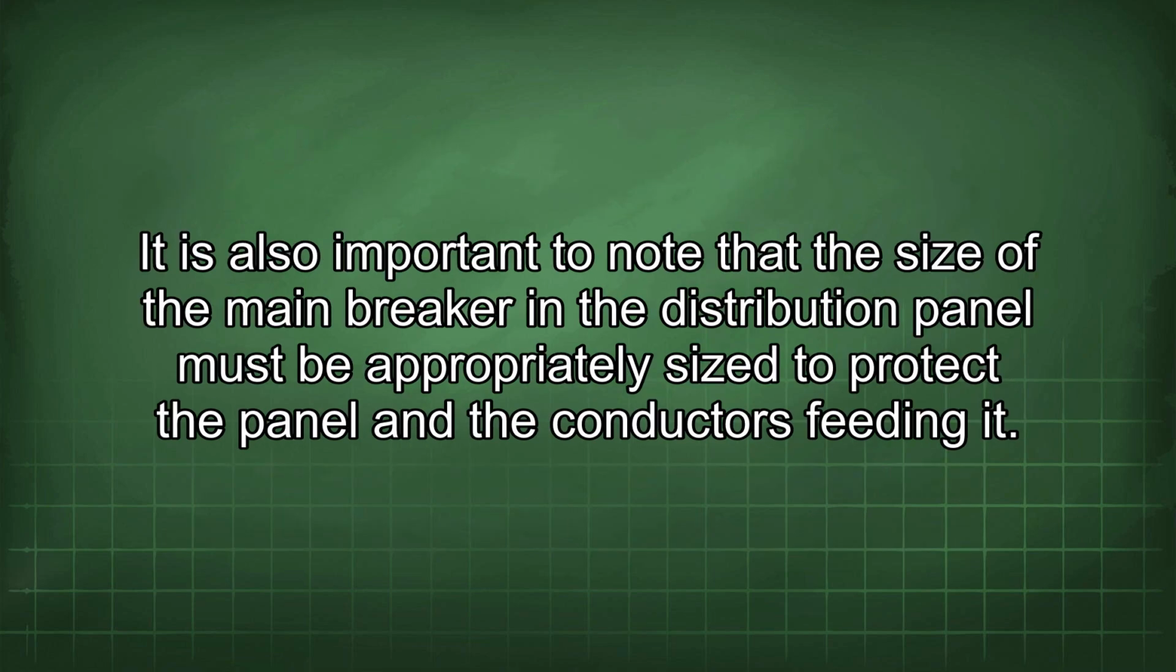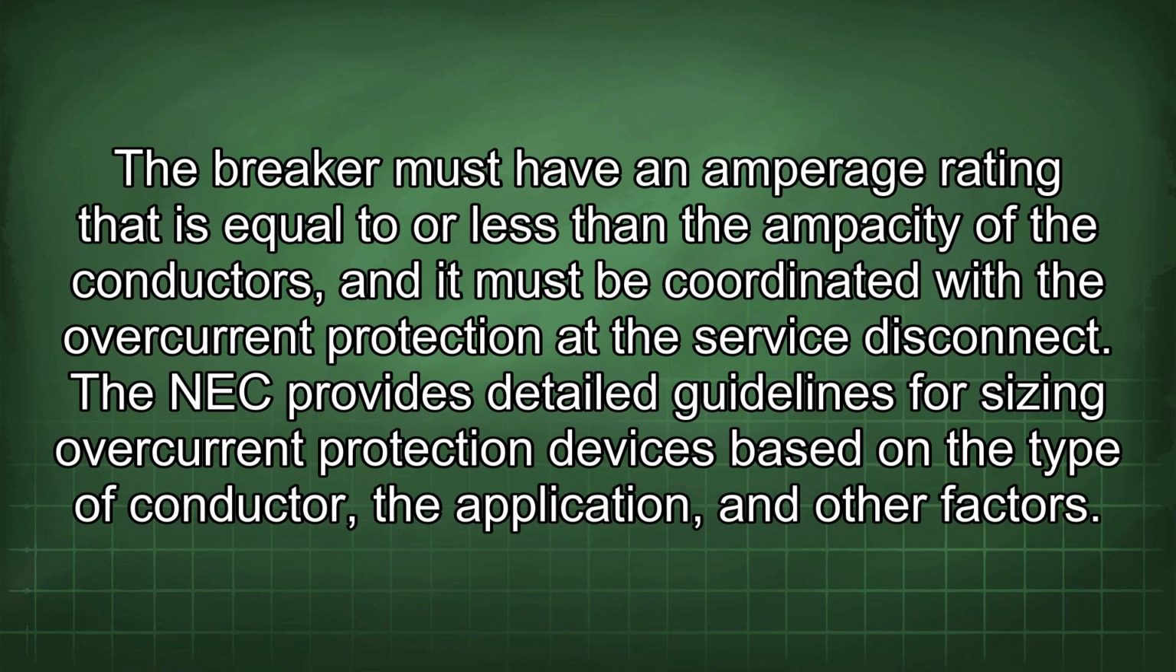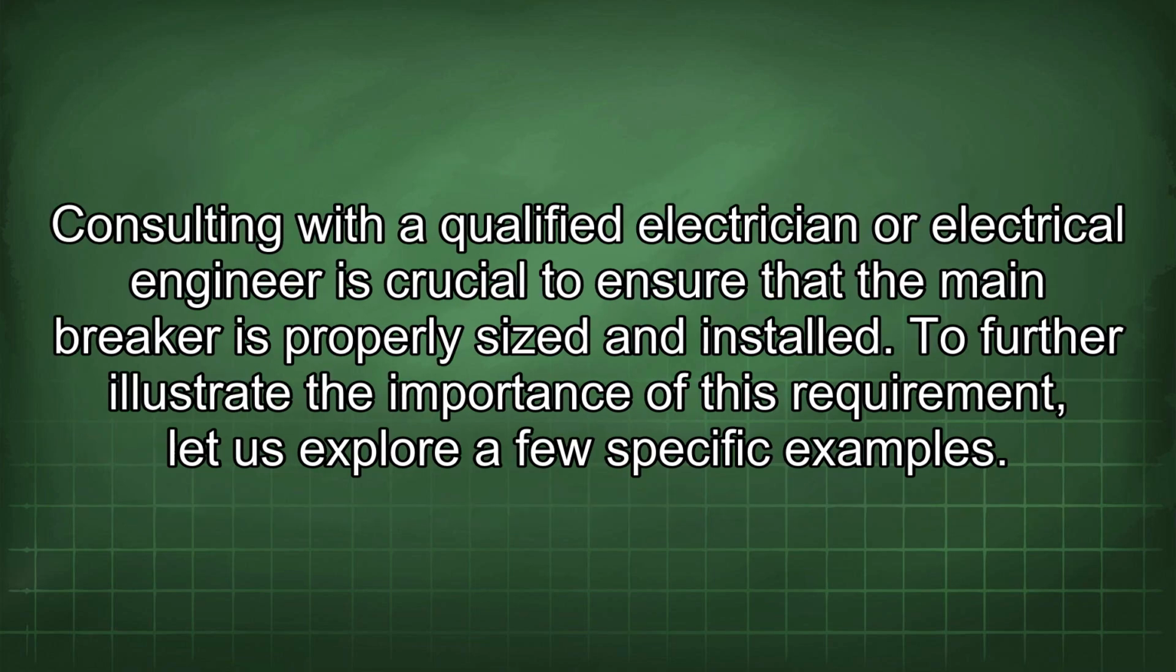It is also important to note that the size of the main breaker in the distribution panel must be appropriately sized to protect the panel and the conductors feeding it. The breaker must have an amperage rating that is equal to or less than the ampacity of the conductors, and it must be coordinated with the overcurrent protection at the service disconnect. The NEC provides detailed guidelines for sizing overcurrent protection devices based on the type of conductor, the application, and other factors. Consulting with a qualified electrician or electrical engineer is crucial to ensure that the main breaker is properly sized and installed. To further illustrate the importance of this requirement, let us explore a few specific examples.